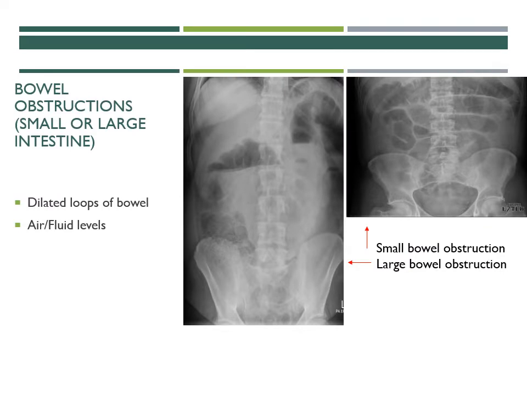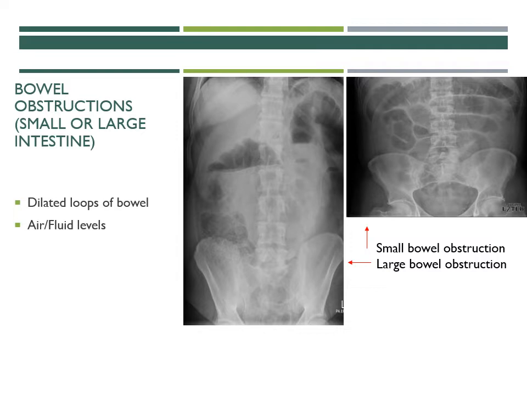Okay, so these are just images of bowel obstructions. The one on the left is a large bowel obstruction. So if you can imagine where the large bowel is supposed to be, you can see that there's distended loops of bowel filled with gas. There's what are called air fluid levels, which are these horizontal levels of fluid within the colon. Don't worry if you don't see it, it's totally fine.